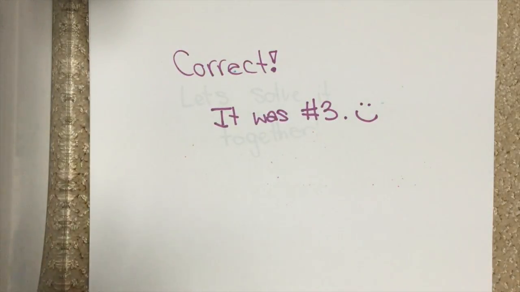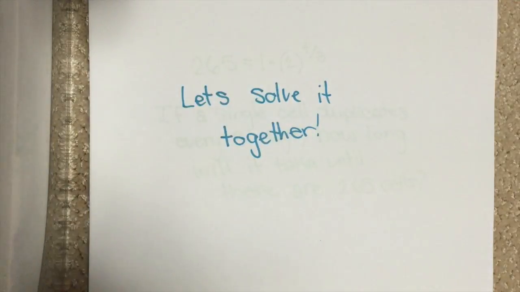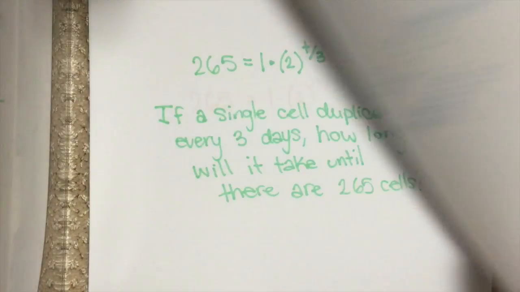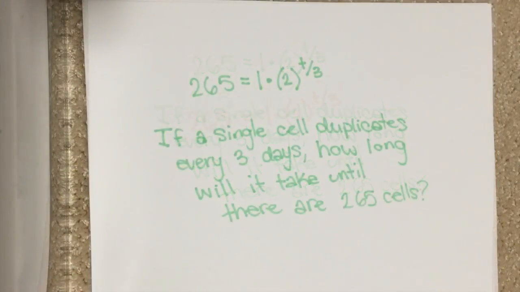Correct. It was number 3. Now let's work on solving it together. This is the question that corresponds with the equation. The question reads, if a single cell duplicates every 3 days, how long will it take until there are 265 cells?